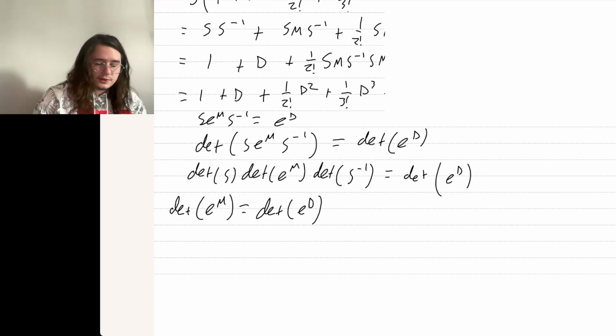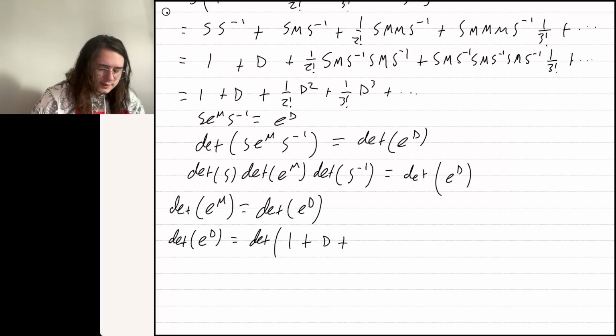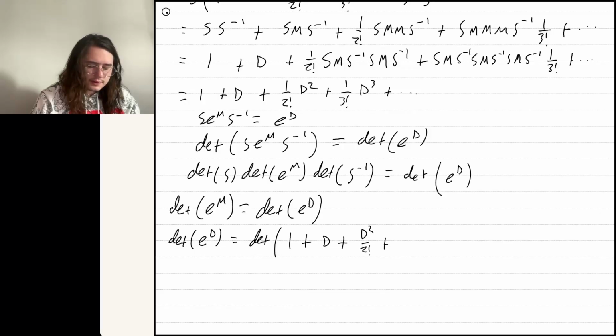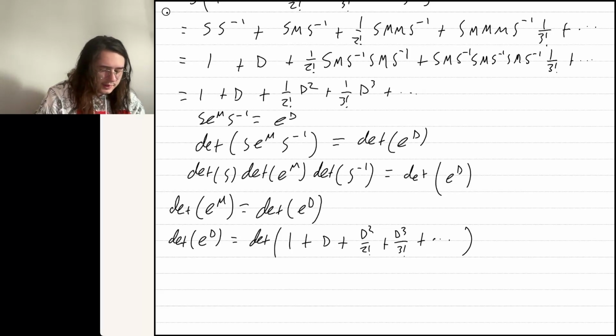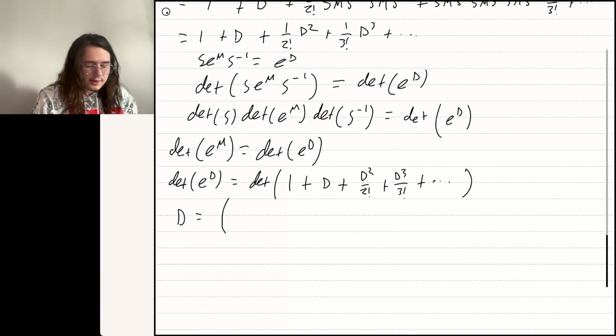We just have to expand the determinant of e to the D now. So e to the D is the determinant of 1 plus D plus D squared over 2 factorial plus D cubed over 3 factorial, and on into infinity, right? What does D actually look like in its structure? D is the matrix of all of the diagonal elements of M, right?